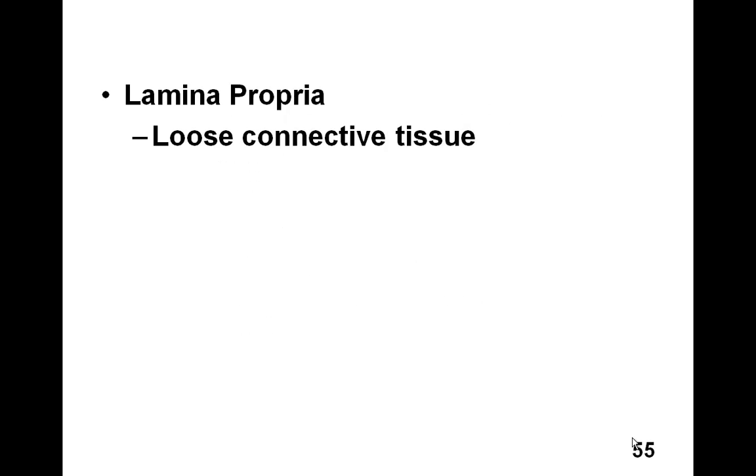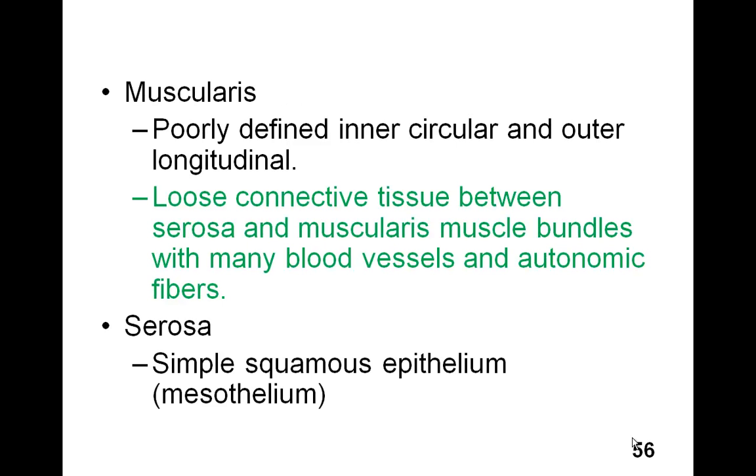Lamina propria. All I want to mention about the lamina propria of the oviduct is that it's not that remarkable. It's just a regular loose connective tissue, as we've seen in other organs, just a loosely organized connective tissue.